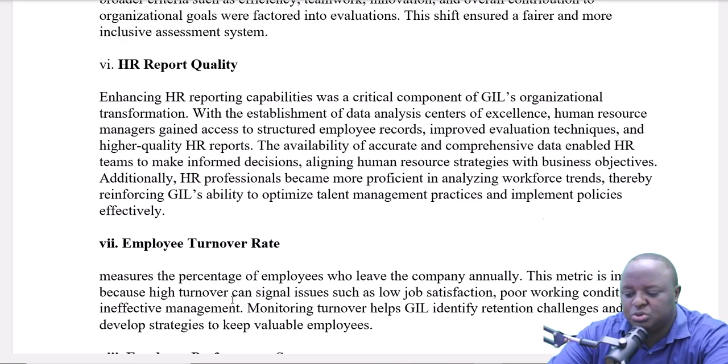So the issue of favoritism when it came to promotion was dealt with, and the solution was ensuring that the HR department has high quality reports that they could use in making the right decisions, one of which is giving promotions and all that.